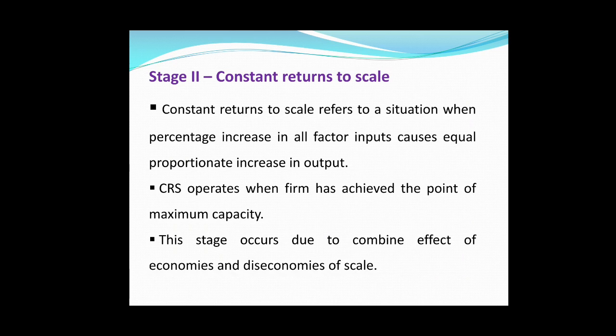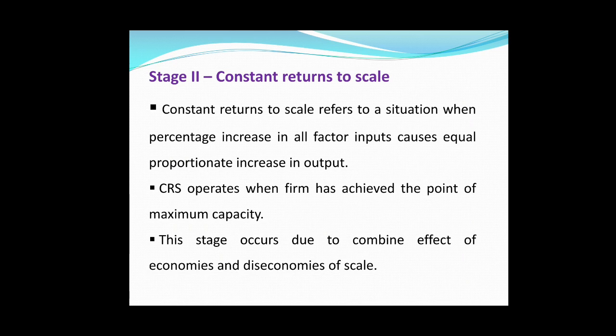Constant returns to scale operates when the firm has achieved the point of maximum capacity. That is the point beyond which the output increases less than the increase in inputs. Dear students, this stage occurs due to the combined effect of economies and diseconomies of scale. Economies of scale we already defined. Now the diseconomies of scale.